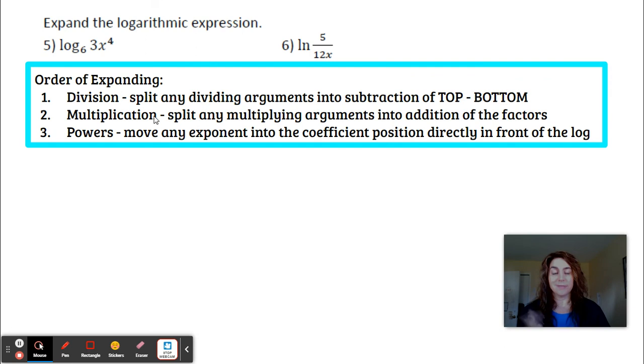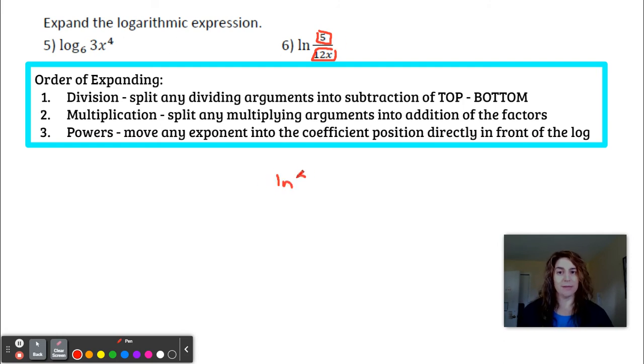All right, so let's just do one together. So if we take a look at number 6, right, again, I notice I have a fraction, I have the 5 up top, I have the 12x on the bottom. So I'm going to start by making that a subtraction. ln of 5 minus ln of 12x.